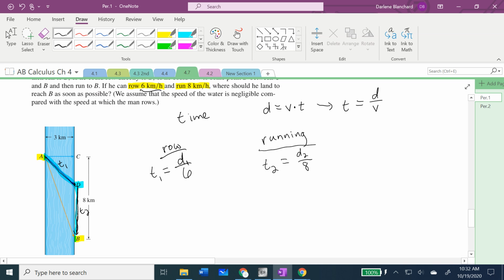And now the hard part is, I've got to get a formula for the 2 distances. I've got this distance, and I've got this distance. I'm going to erase so that we can see the picture a little bit better. I'm also pausing to give you some time to think about it.